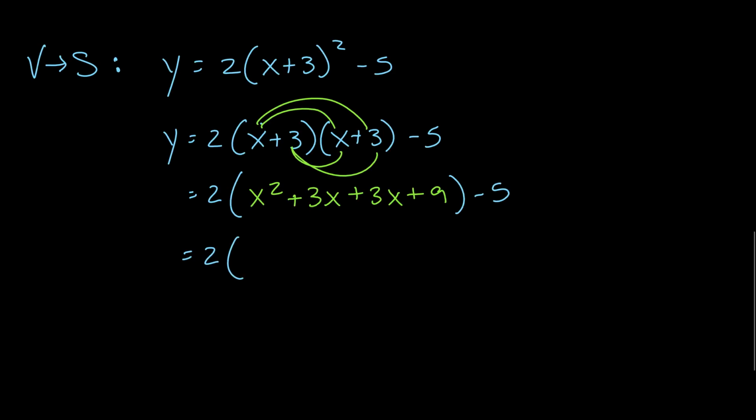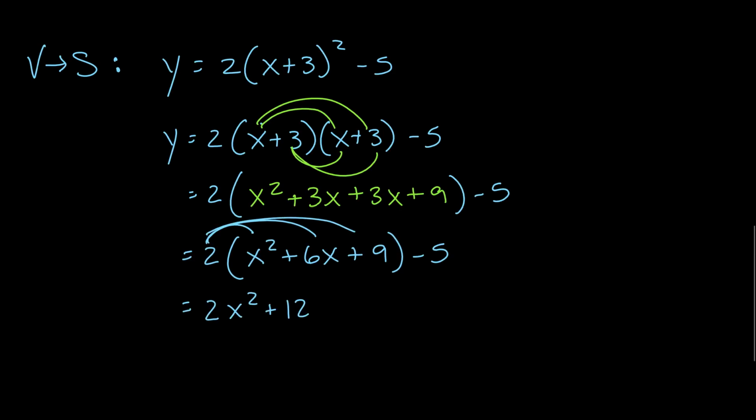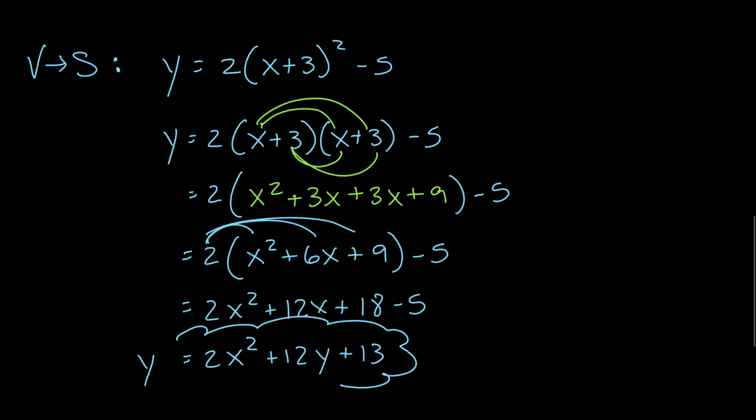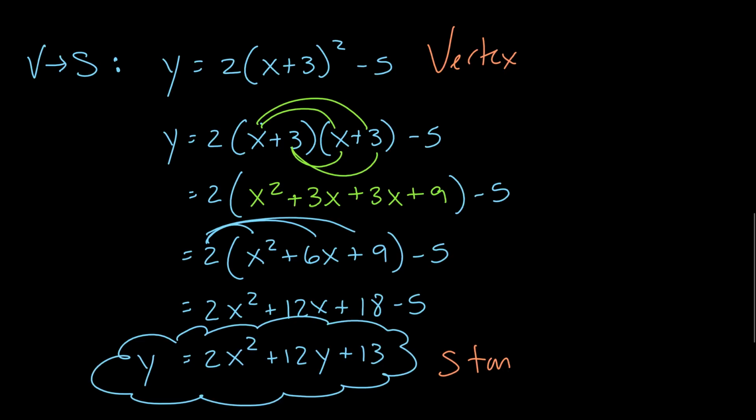And I combine like terms. What is 3x plus 3x? So now what do you think I'm going to do? And then you distribute it. Now I can distribute this 2. So 2x squared plus 12x plus 18 minus 5. Combine my terms. And I get plus 13. So that is how you go from vertex to standard. This is in vertex. This is in standard.